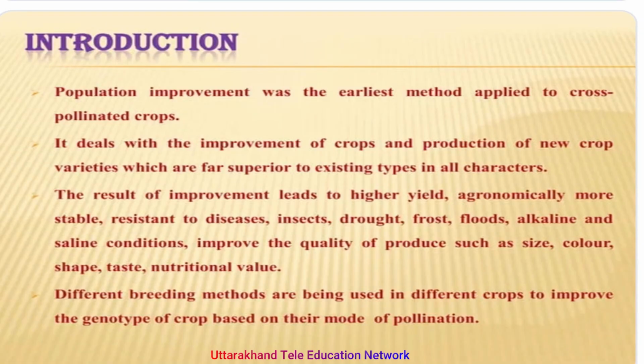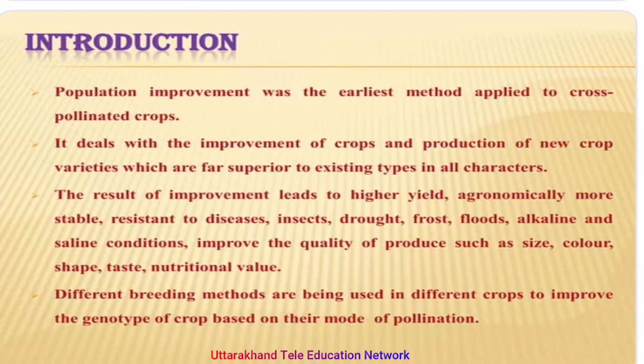Crop improvement was the earliest method applied to cross-pollinated crops. It deals with the improvement of crops and production of new crop varieties which are far superior to existing types in all characters. The result of improvement leads to higher yield, agronomically more stable, resistant to diseases, insects, drought, frost, floods, alkaline and saline conditions, and improved quality of produce such as size, color, shape, taste, nutritional value, etc.